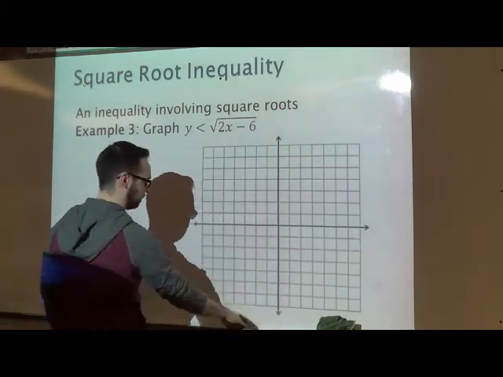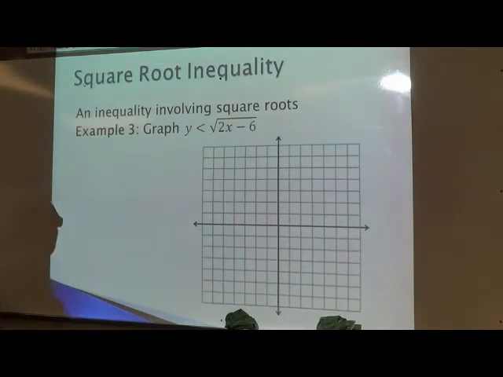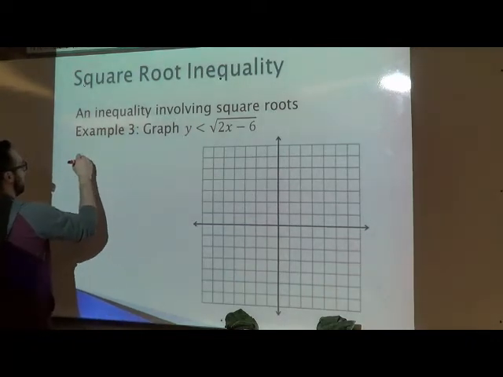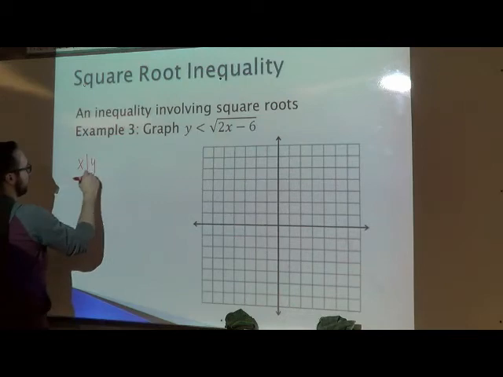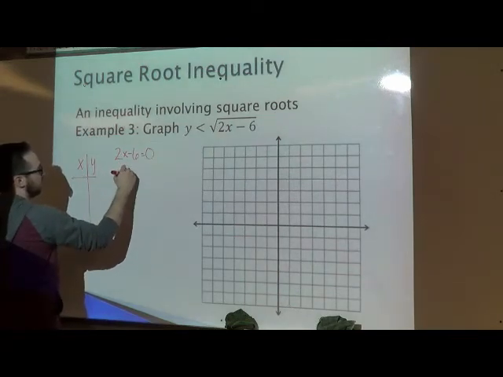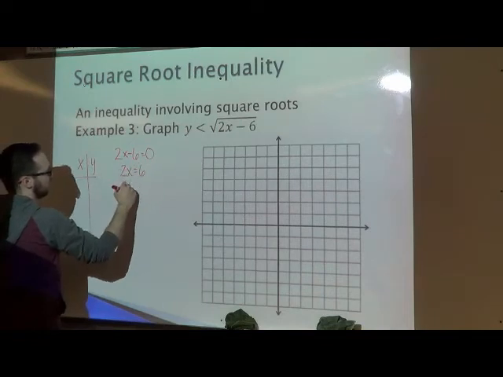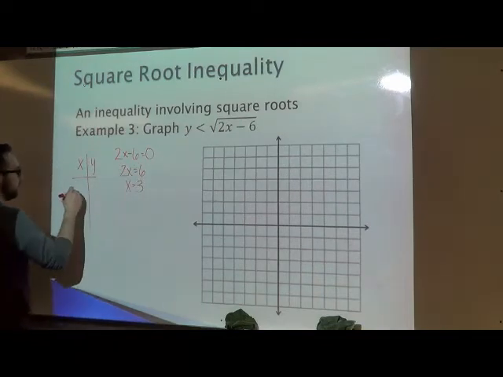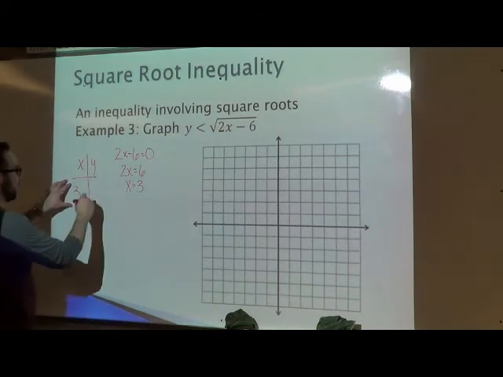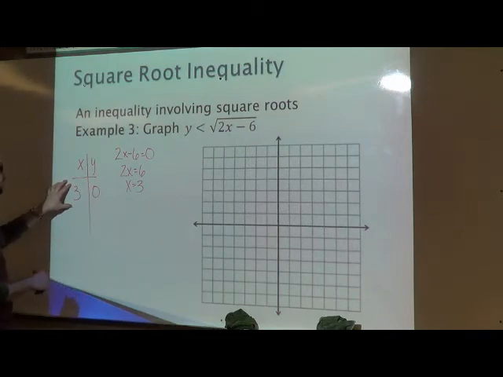We're going to graph it. So when I graph it, we're going to graph it just like normal. I'm going to plug in some values for x. So we're going to start with setting the inside equal to 0 to know where to start. So I have 2x is equal to 6, x equals 3. So if I start with 3 this time, so I'm not even going to go the whole way back down to 0, I'm going to start with 3. When I plug that in, I get 0 for y.